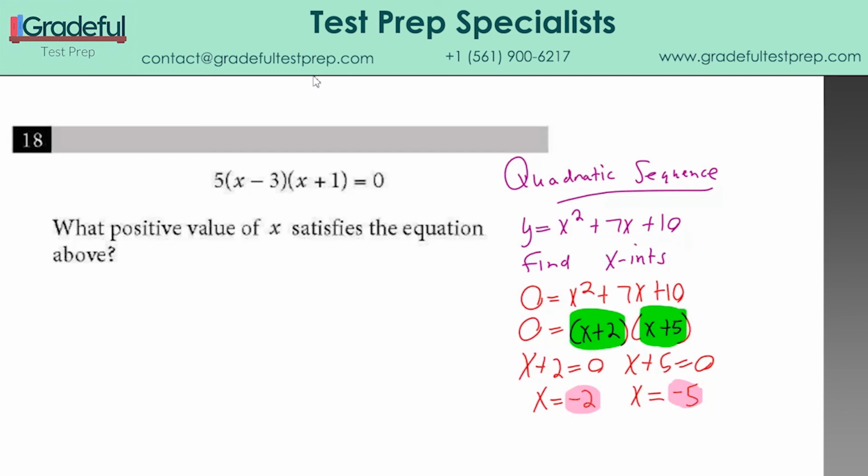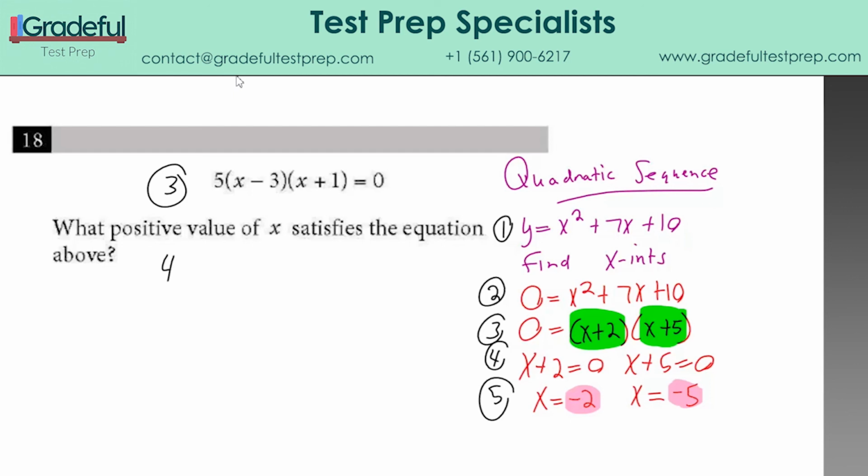But what you really want to do is notice that in this quadratic sequence, what we're being given right now is essentially, if I can put numbers on these steps, this is step 1, this is step 2, this is step 3, step 4, and step 5. So we want to identify that what we're being given here is actually step 3 in a quadratic sequence. Because you've got your parentheses multiplied out to equal 0.